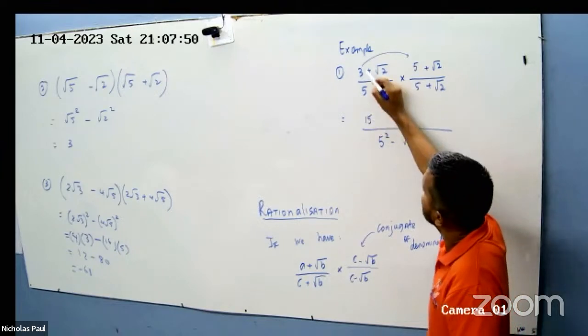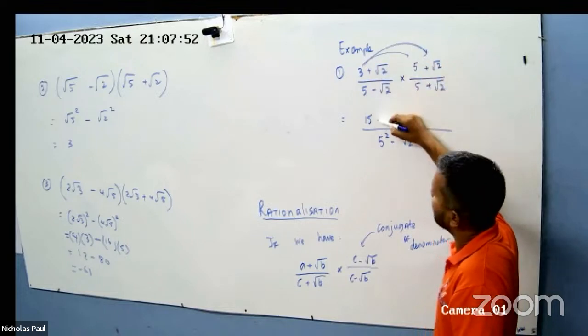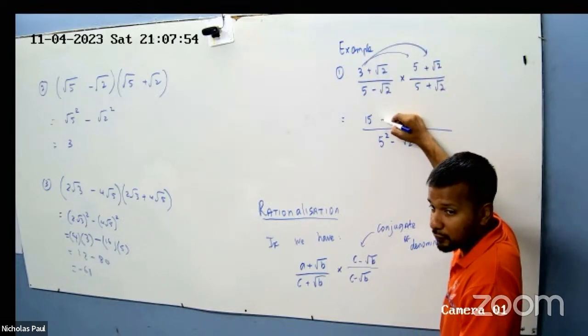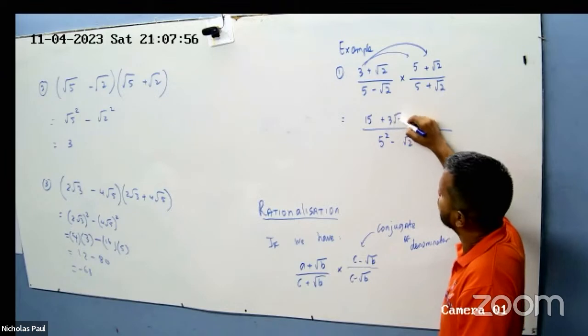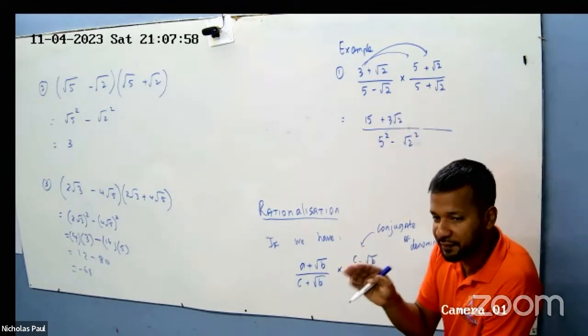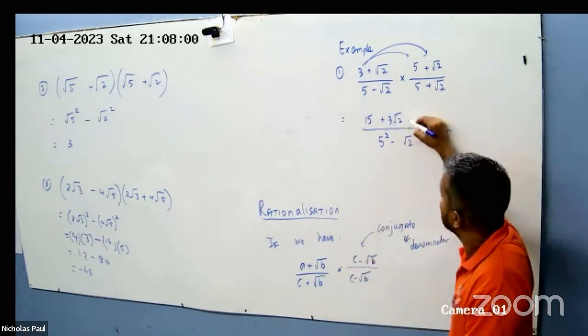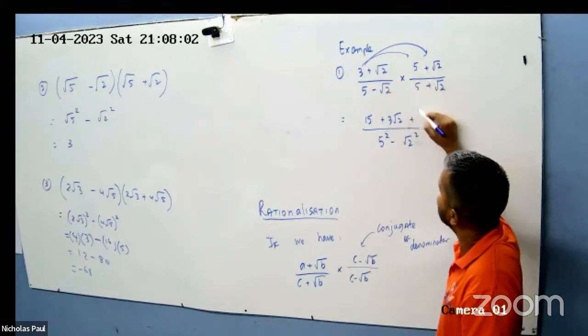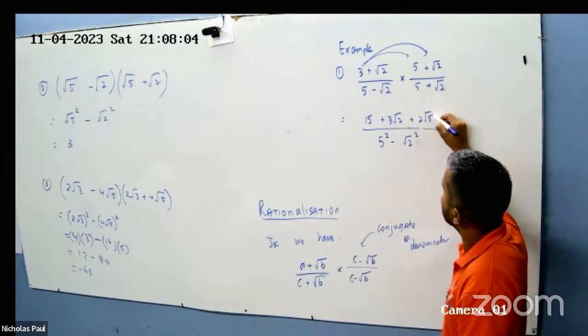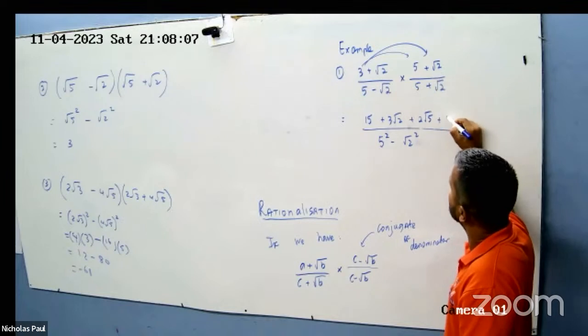15, nice. 3 by root 2 is what? That will be 3 root 2. It's only root 6 if it's root 3 by root... Plus root 2 by root 5, that'll give you 2 root 5. Root 2 by root 2, that's 2.